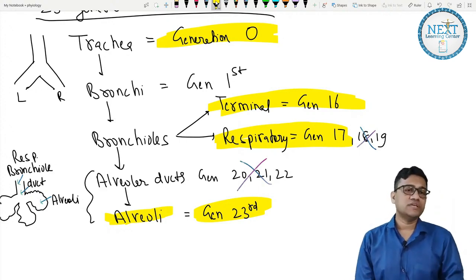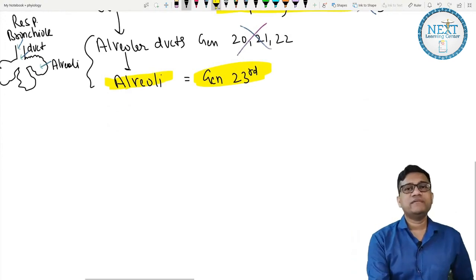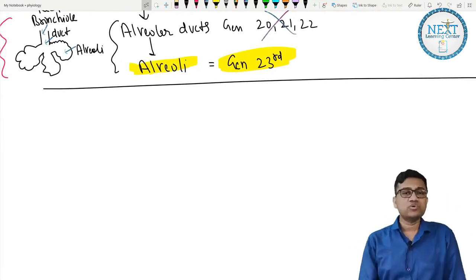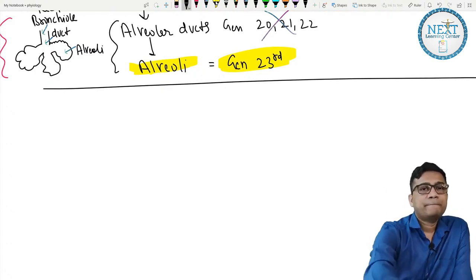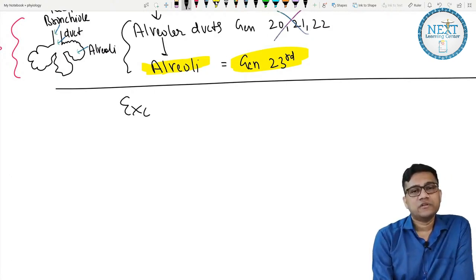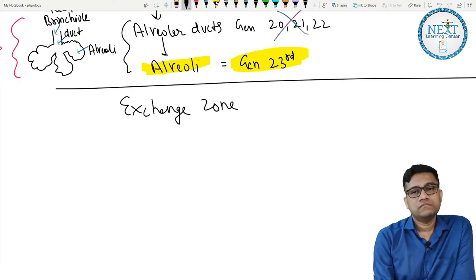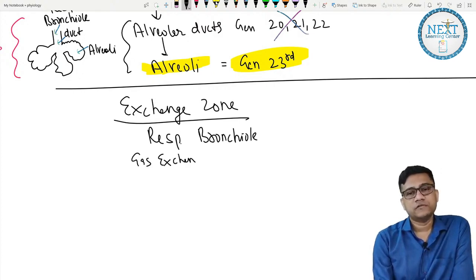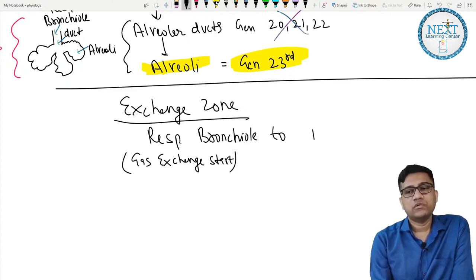Are you clear? So first question is, there is a very important question that you should remember always and always. So what is the question? The question is about the exchange zone. It is respiratory bronchioles where the gas exchange starts, and at alveoli there is maximum exchange.